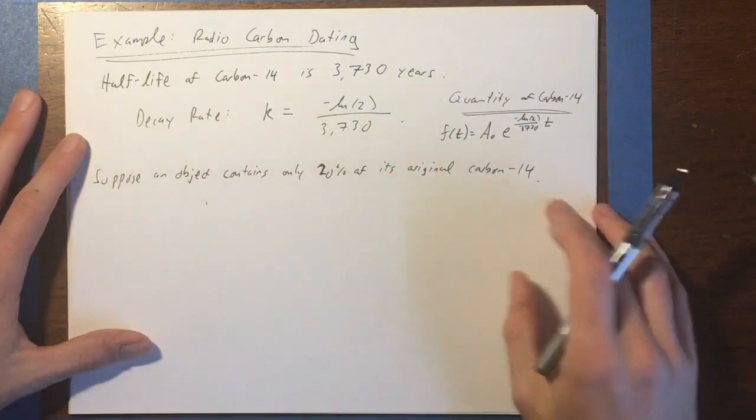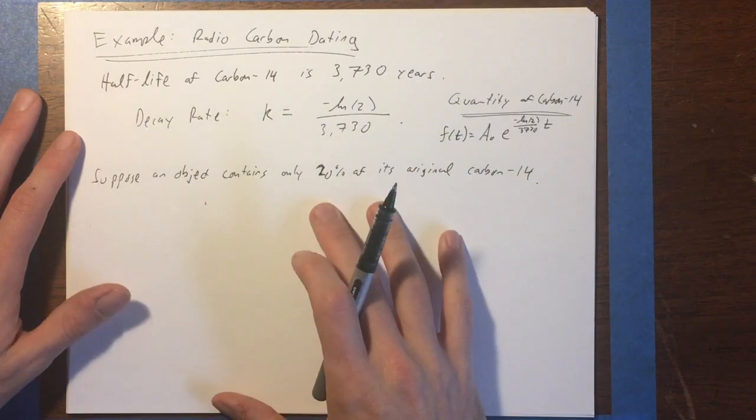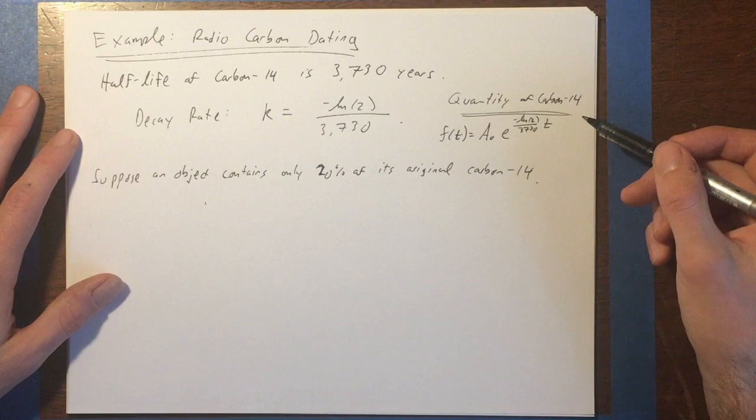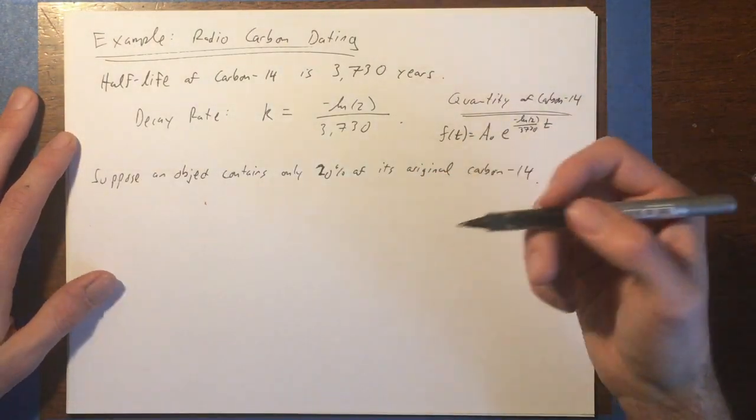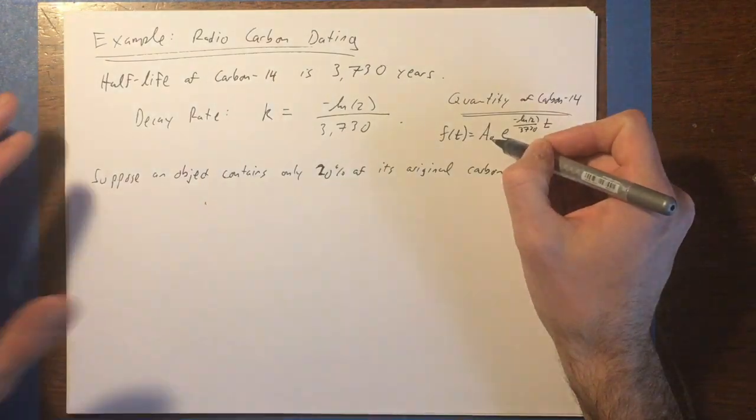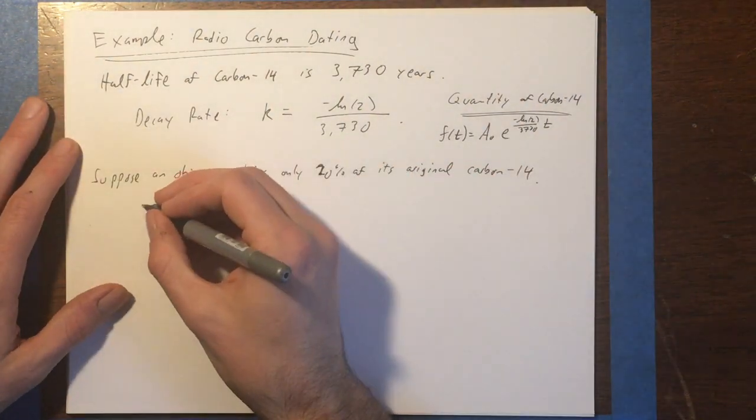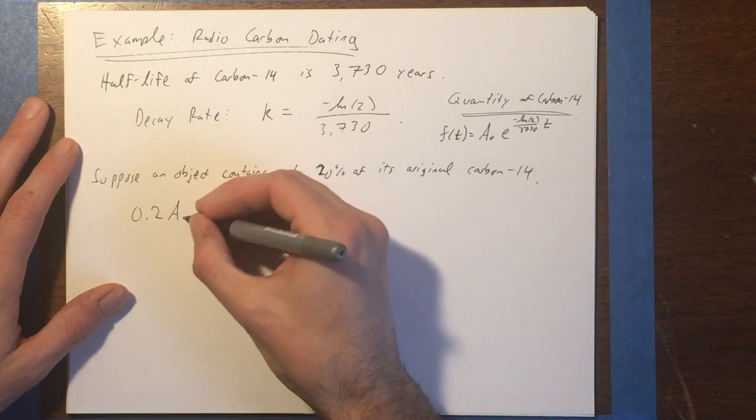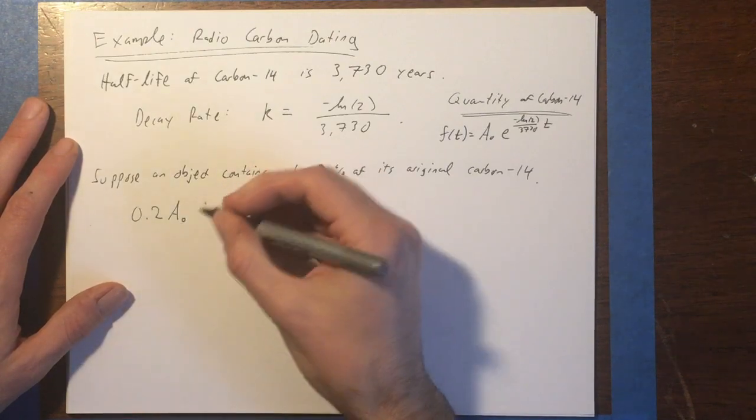Okay, so there's all sorts of science involved in determining this information. But once we have this information, the way we can use our model to figure out the age of the object is to say, well, we don't know the initial quantity, and it doesn't really matter. A0 is the initial quantity, but we don't even need to know that, because what we have currently is 20% of A0. So that would be 0.2 times A0, right? This is 20% of the initial quantity, and that's what we currently have.